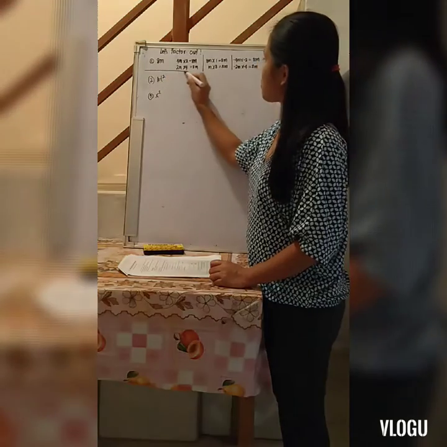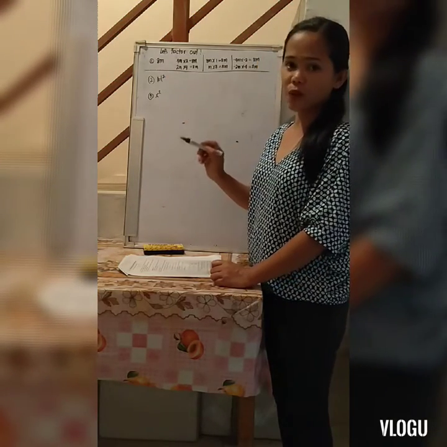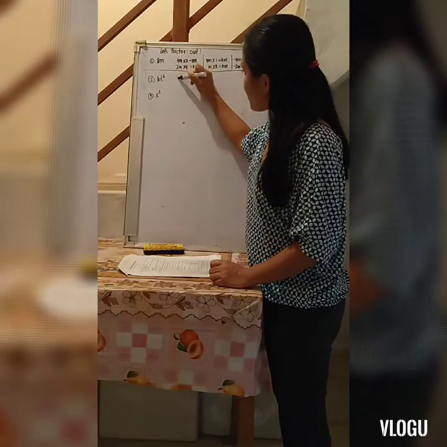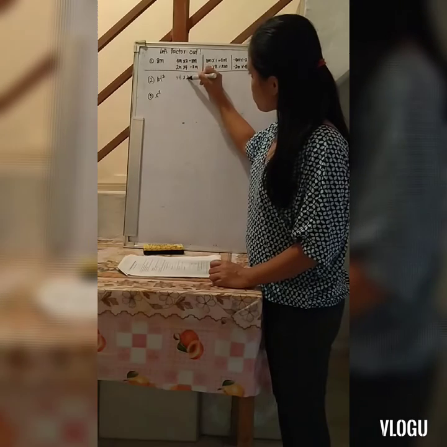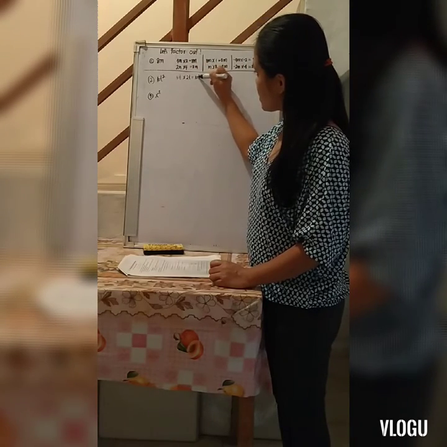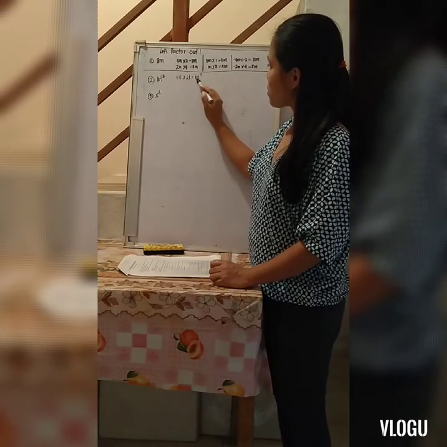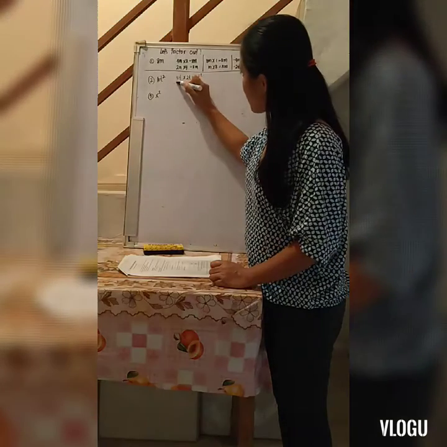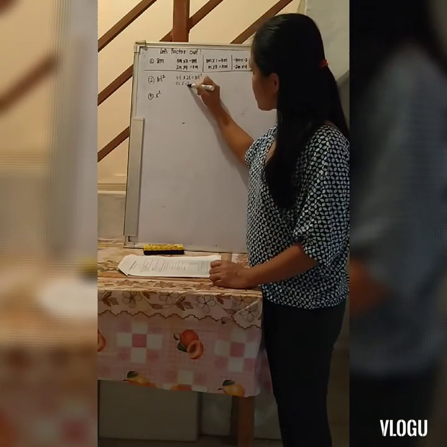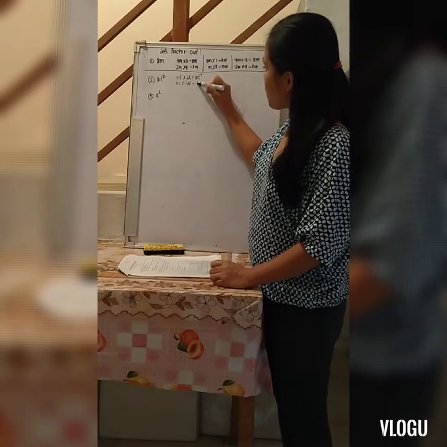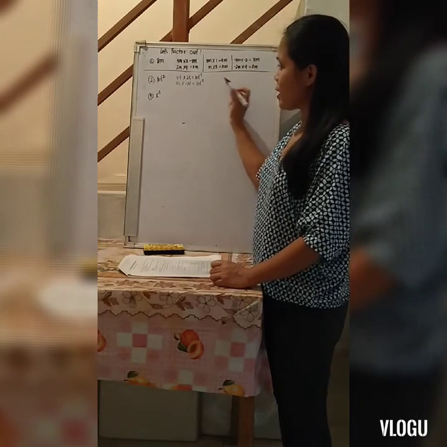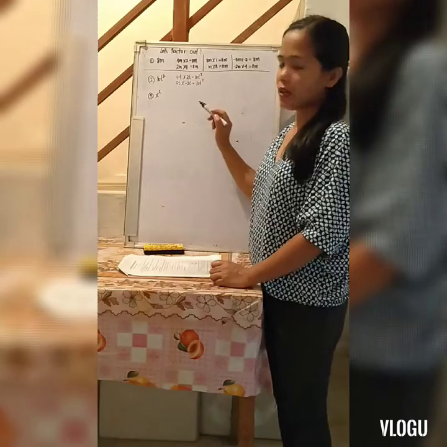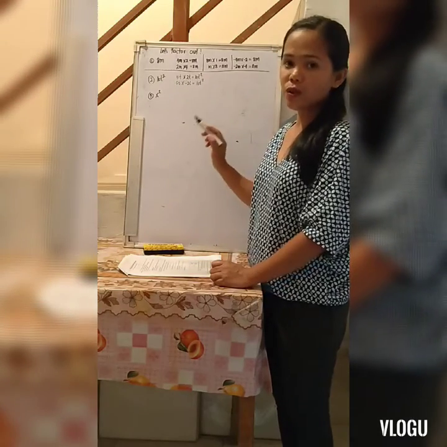Let's proceed to number 2. You have 10t squared. So what are factors of 10t squared? You have 5t times 2t. That is 10t squared, because 5 times 2 is 10, and t times t is t squared. Or you can have the negatives: negative 5t times negative 2t is equal to positive 10t squared. Why? Because negative 5 times negative 2 is positive 10, and t times t is t squared.